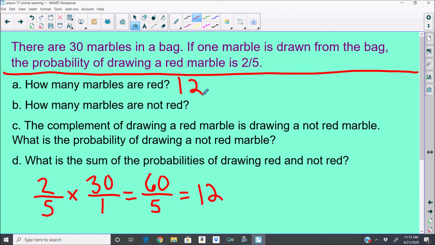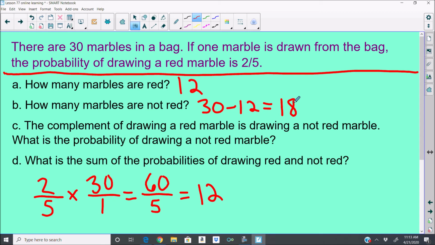How many marbles are not red? Well, there's 30 total, right? I know that 12 of them are red, so the rest of them would be 18. The complement, okay, we're going back to a little vocab here on probability. The complement of drawing a red marble is drawing a not red marble.